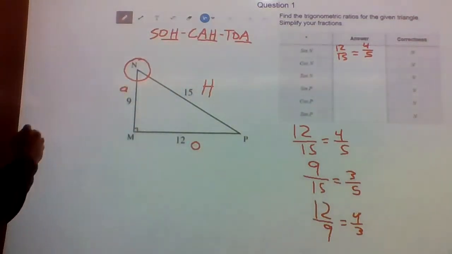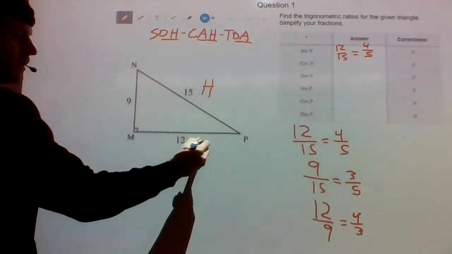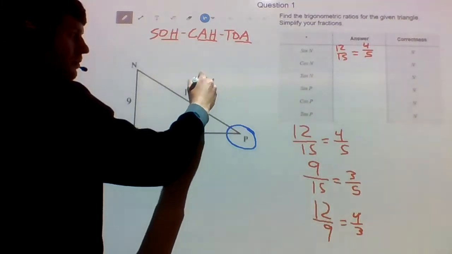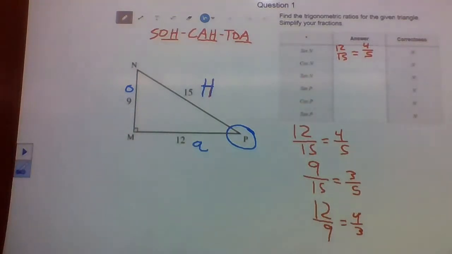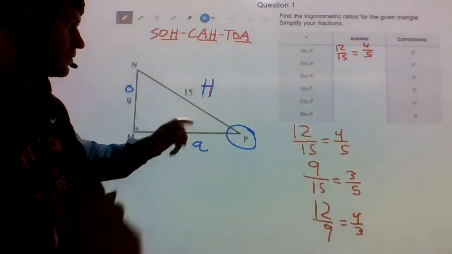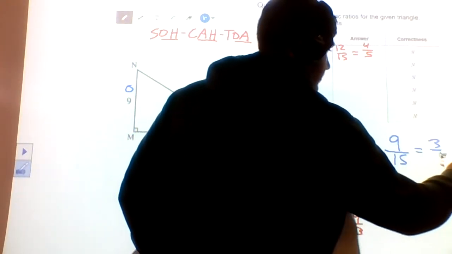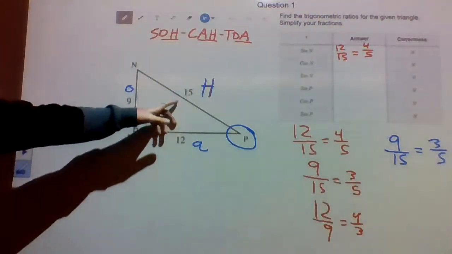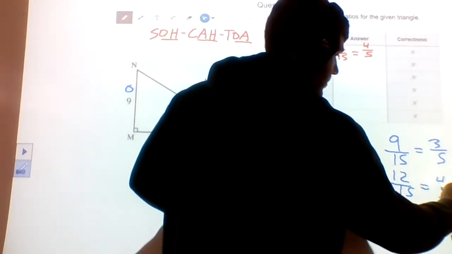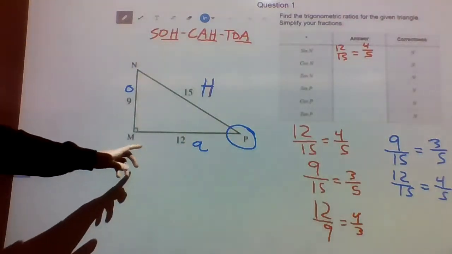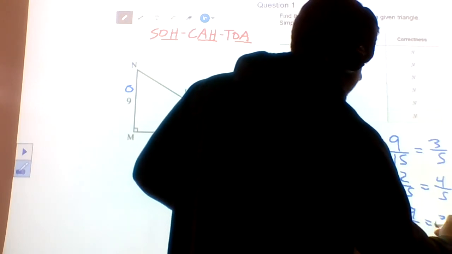Okay, and then we want to use p. We want to find the sine, cosine, and tangent of p, the ratios for p here. So we'll circle it. Hypotenuse stays the same. 9 is now the opposite, and then 12 is your adjacent. So sine, opposite over hypotenuse, so that's going to be 9 over 15, which is going to be 3 over 5. Okay, cosine is adjacent, 12 over 15, that's going to be 4 over 5. And then tangent is opposite over adjacent, that's 9 over 12, which is going to be 3 over 4.